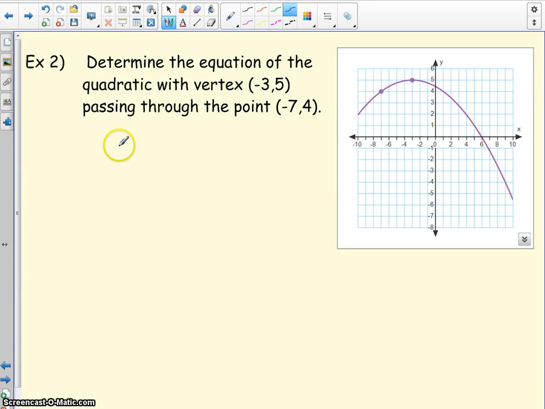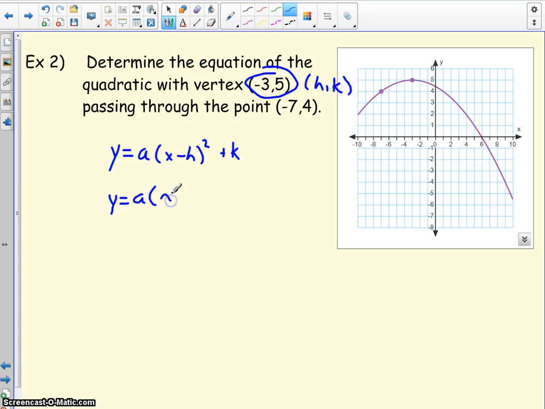So again, using vertex form, it always helps to start with that basic form written out. y equals a times x minus h all squared plus k. Okay, and since we're being given the vertex, we're being given what h and k are. So we can replace h and k in the equation with negative 3 and 5. So that's going to give me y equals a, and I'm going to have x, so x minus negative 3 is x plus 3. So x plus 3 all squared plus 5.